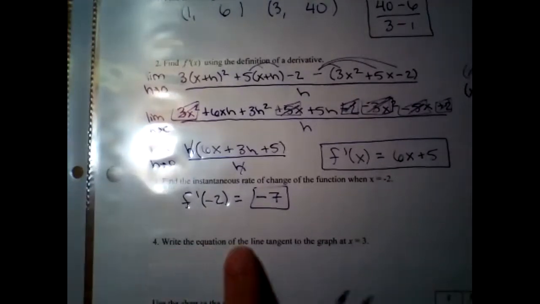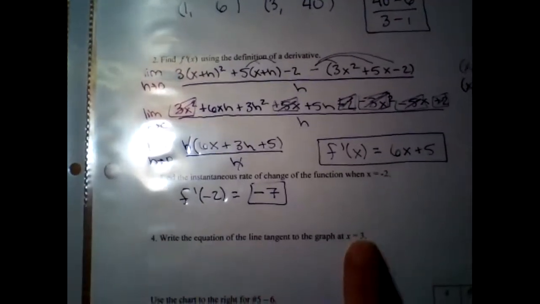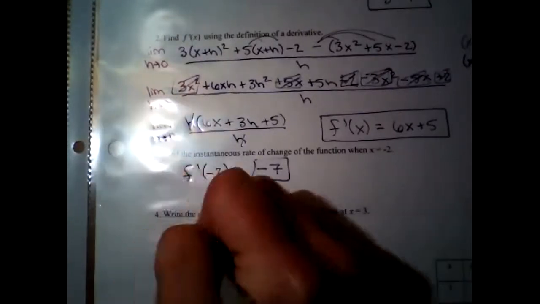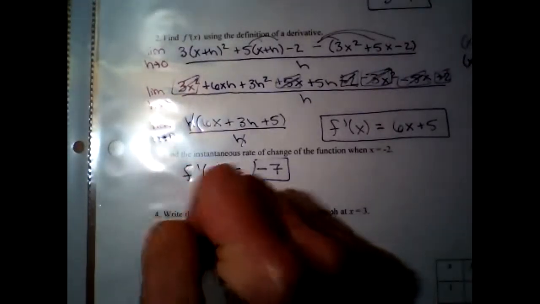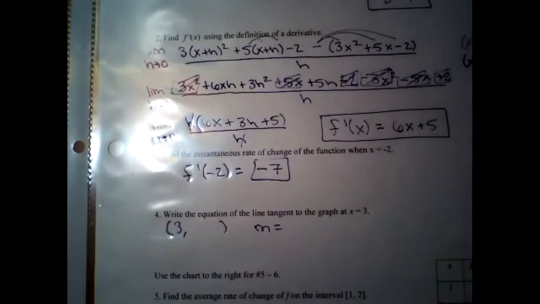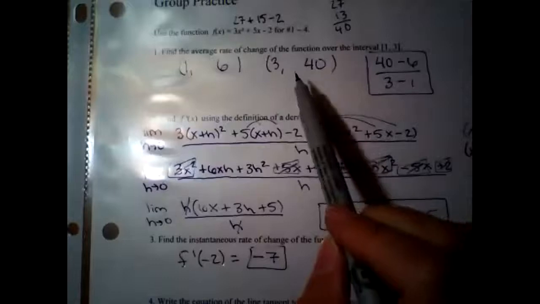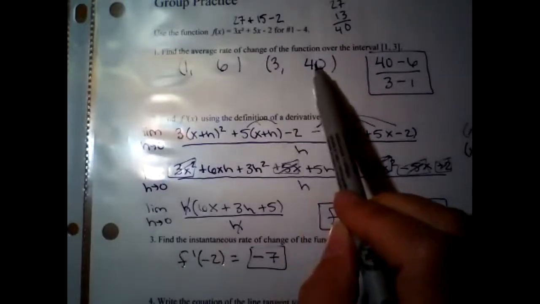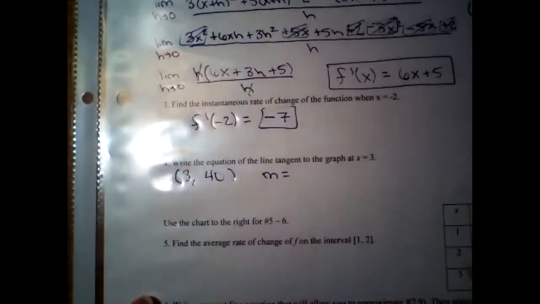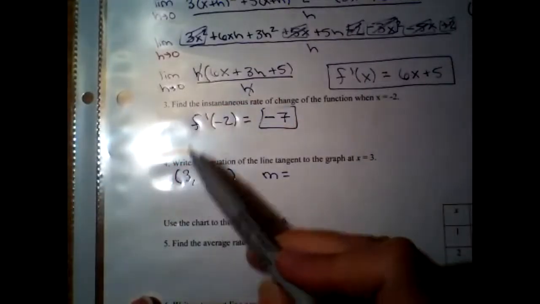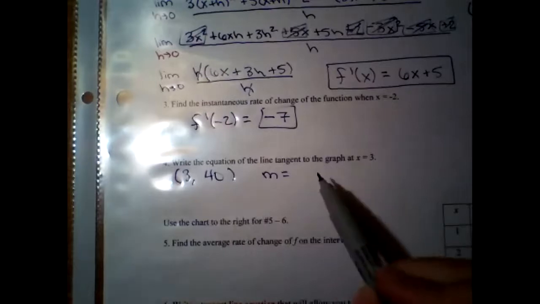So 4 says, write the equation of the tangent line at 3. So to write an equation, you need a point and a slope. So we need to plug 3 into the function to get our point. And I think we already did that one up here. Yeah, when we plugged in 3, we got 40. But if we hadn't done that one already, we would just plug 3 into the function, see what we get.